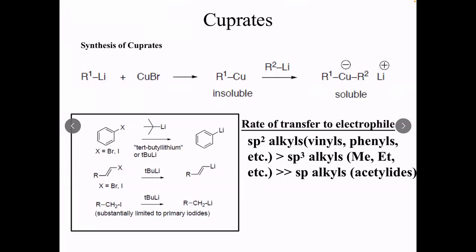So sp2 groups, aromatic and then vinyl groups, transfer faster than sp3 groups, and then the sp transfers the slowest. So that's why your dummy ligand most of the time is going to be an alkyne, because when you attach the sp hybridized carbon to copper, it's going to backbond with the d orbitals around copper, right? And so that's a really strong interaction, and when that happens, it slows down the rate of transfer tremendously.